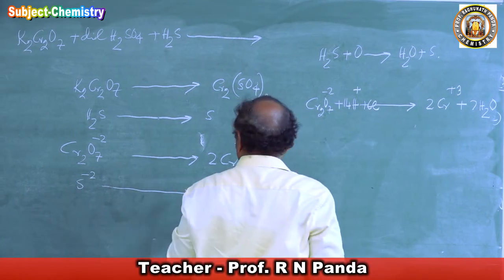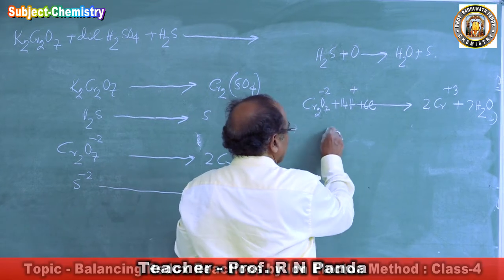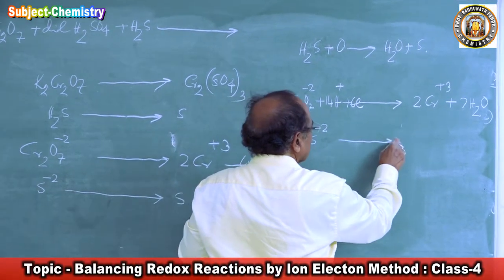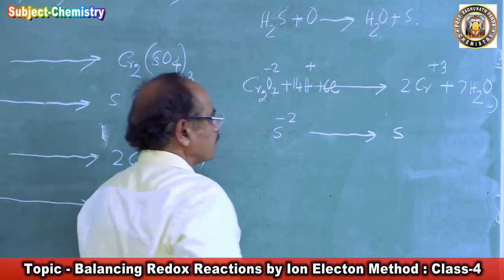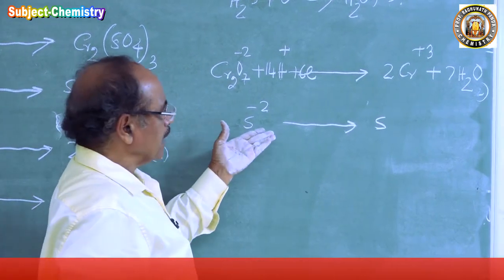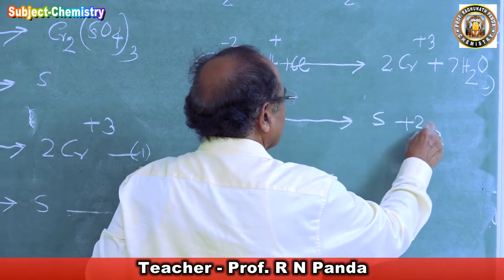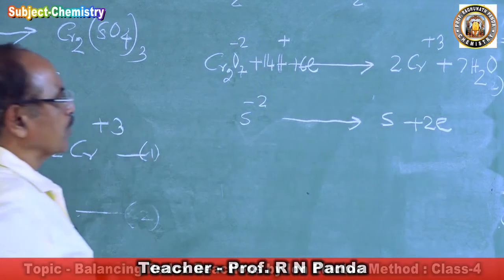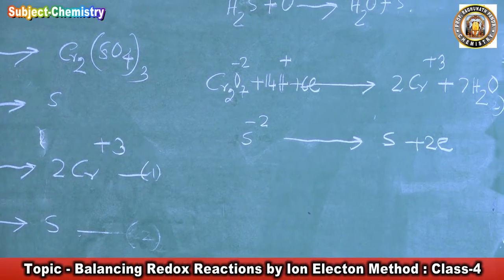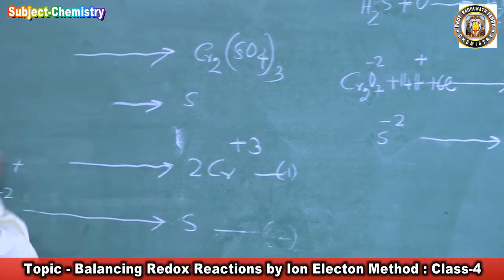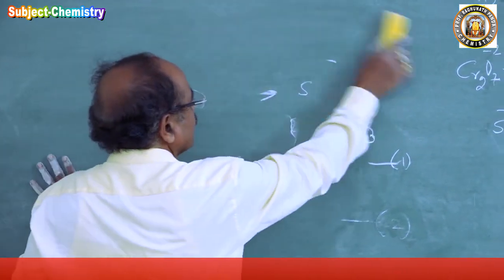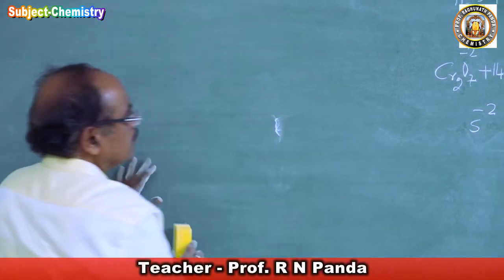Then what happens for sulfur dioxide? Sulfide, S minus 2, is forming sulfur. So no change in atoms, so minus 2. Balance the charges by adding electrons. We got 2 electrons. So we have got the half reaction of the oxidizing agent and the half reaction for the reducing agent. Now we will balance.